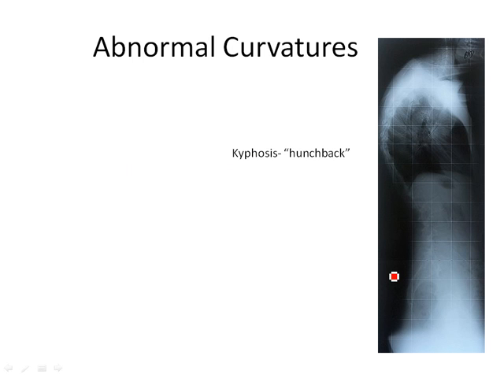An abnormal curve in the thoracic region, here, is basically called like a hump, a hunchback, like an older woman's kind of hunched over. That's called kyphosis. So this is an abnormal curve in the thoracic region.